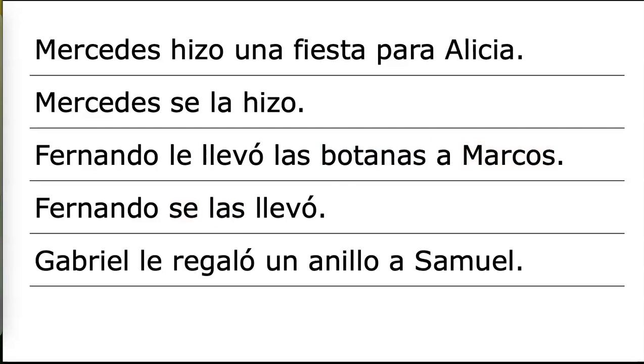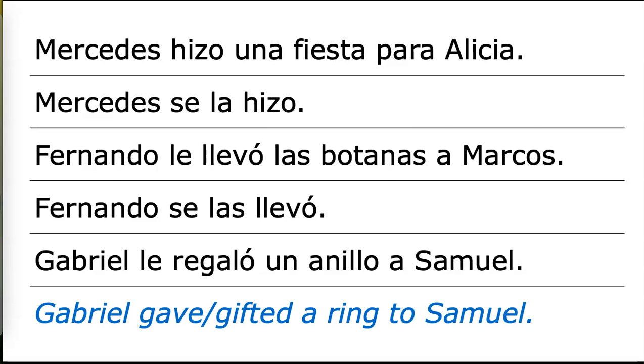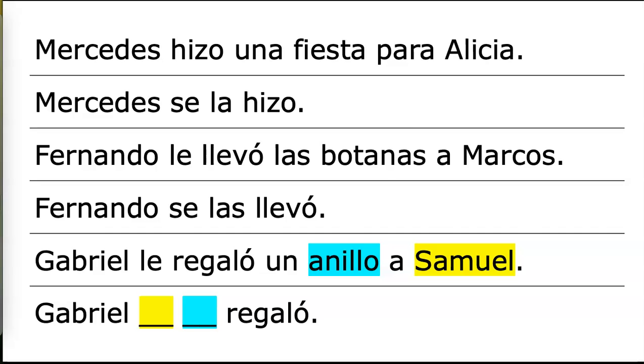One last one. Gabriel le regaló un anillo a Samuel. And what does it mean? Gabriel gave or gifted a ring to Samuel. And what are our direct and indirect objects? Anillo and Samuel. Anillo is direct because it is what Gabriel gave. Samuel is indirect because it is the person to whom Gabriel gave the ring. Go ahead and substitute it in.